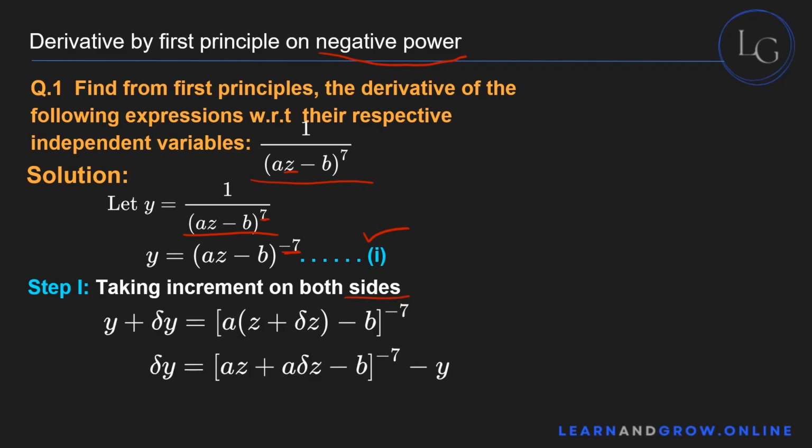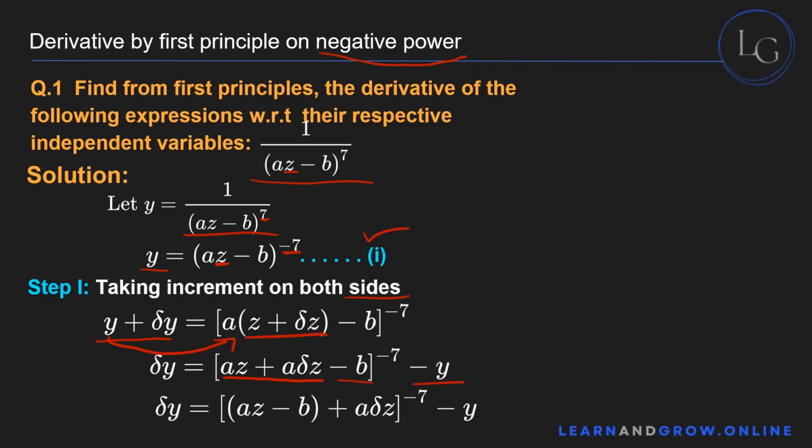So standard procedure, on the left hand side this y becomes y plus delta y, and this z becomes z plus delta z, and you'll take this positive y to the right hand side where it becomes negative y. This z plus delta z will be multiplied with a, so this becomes az plus a delta z, and this minus b remains as it is.